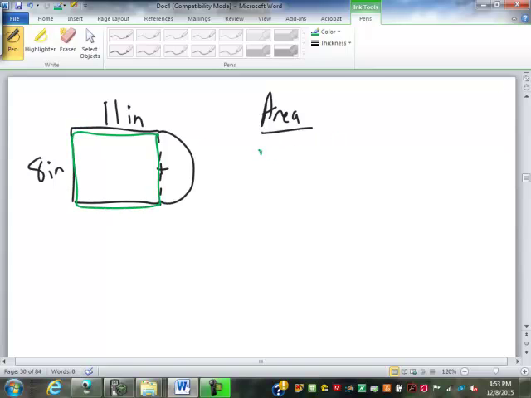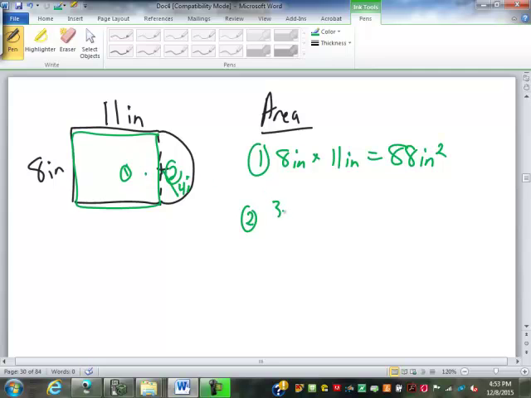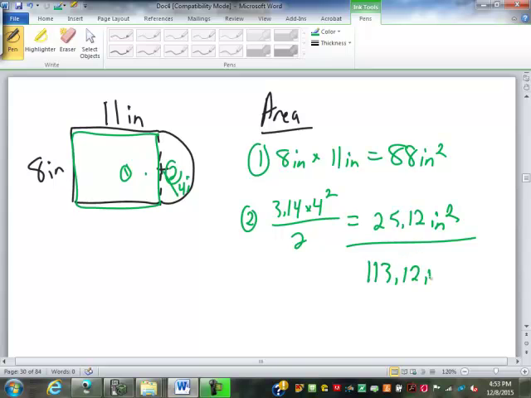So we have two sections here. Section 1 is a rectangle. It is 8 inches by 11 inches, or 88 square inches. Section 2 is a half circle. What is its radius? 4, half of the 8. So it is pi, or 3.14, times 4 squared, divided by 2, which is 25.12 inches squared. That adds up to 113.12 square inches of area.